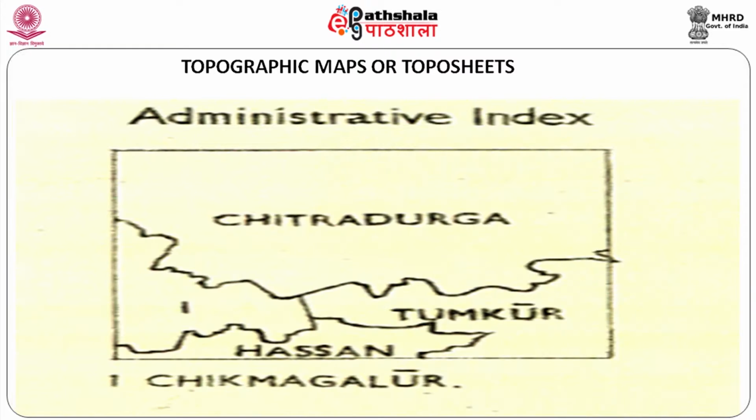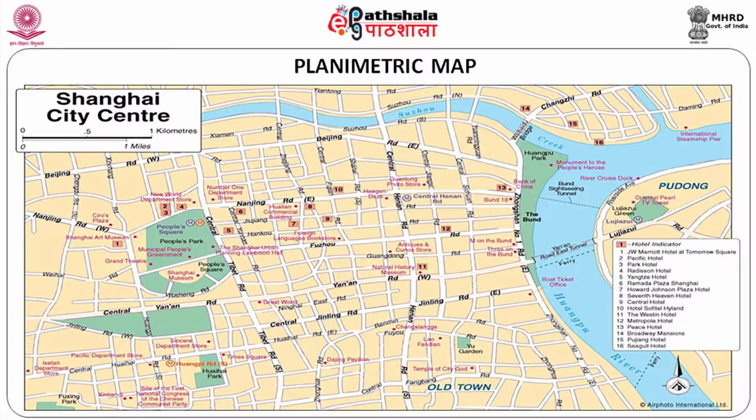Of course, the administrative index, indicating to which district and to which taluk it belongs. So Chitradurga, Tumkur, and when you are not able to show the entire Chikmagalur here, you show it as one part and label it Chikmagalur. So Tumkur, Chitradurga, Chikmagalur and Hassan are the various districts in a given terrain in Karnataka, and that particular topo sheet is representing that area. Now, a planimetric map.